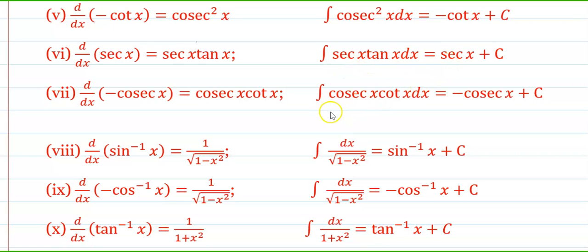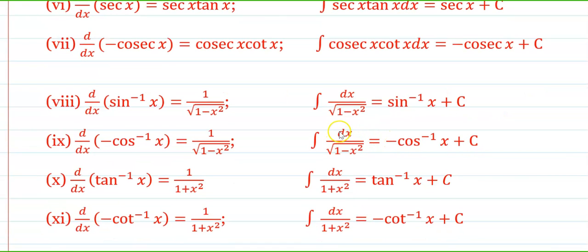Okay, next question, the integral of cosec x into cot x. Then again I will ask the question, which is the function whose derivative is cosec x into cot x? The derivative of minus cosec x is cosec x into cot x, and hence the integral of cosec x into cot x is minus cosec x. The same thing is also here.